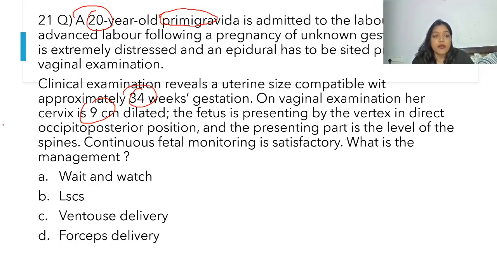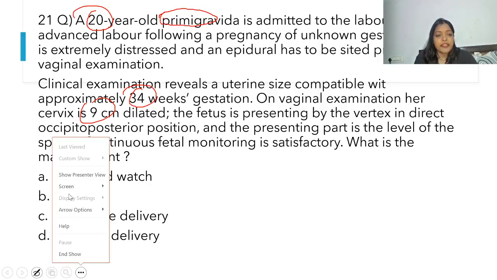Why are we waiting and watching? As many of you answered here, the answer will be wait and watch. What is the reason why we are waiting and watching? What is the possibility or modality of delivery when you have face to pubis, when you have direct occipito-posterior? So I'll first brief you a little about how the mode of delivery will be when you have occipito-posterior.